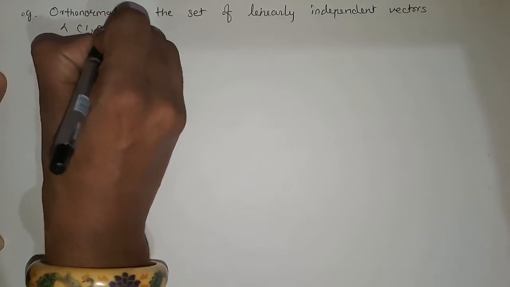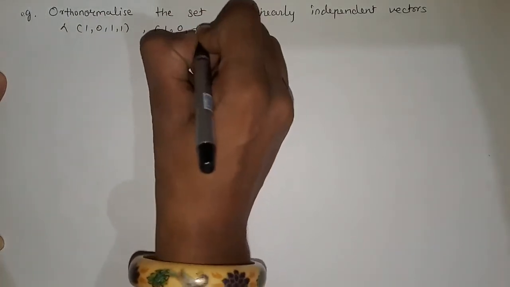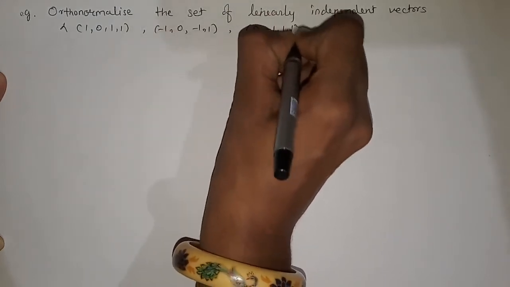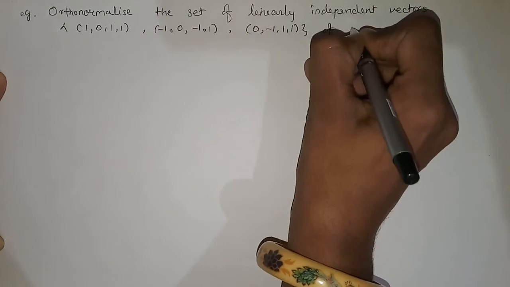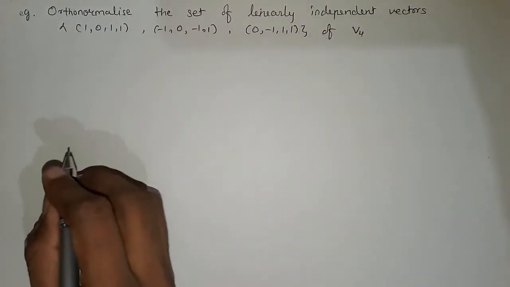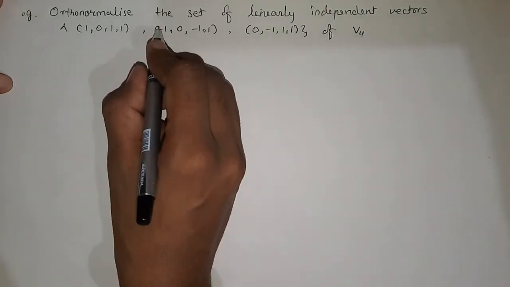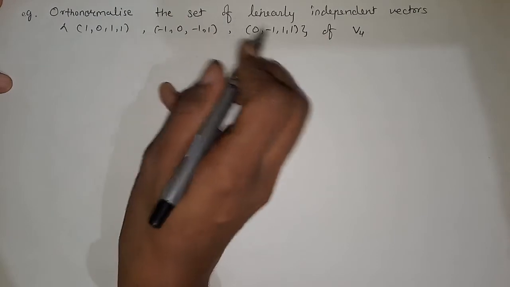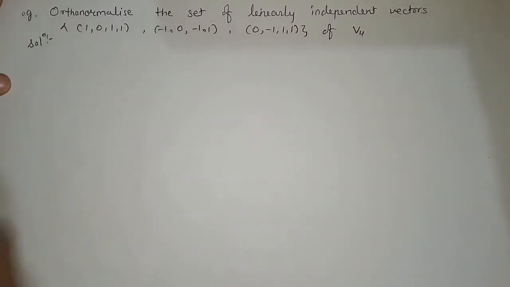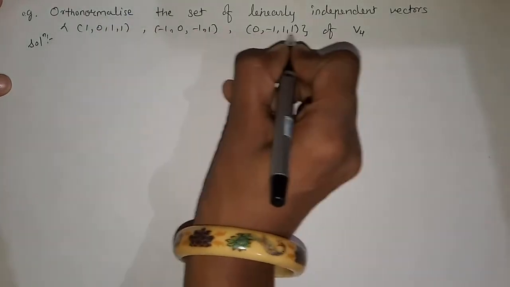(1, 0, 1, 1), (-1, 0, -1, 1), (0, -1, 1, 1) of V4. So here we have been given three bases of V4 and we have to calculate the orthonormalized set of linearly independent vectors. So, solution. Now according to the Gram-Schmidt process, first we will give names to these bases.